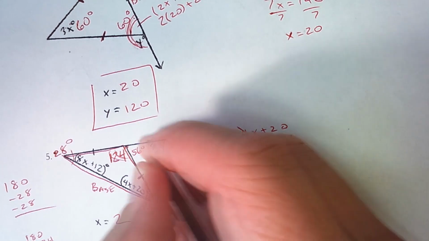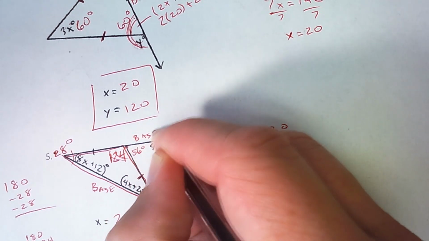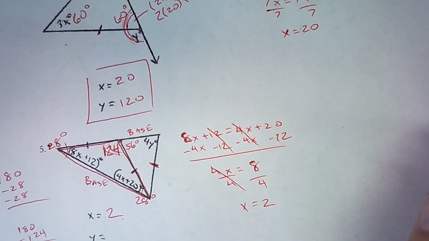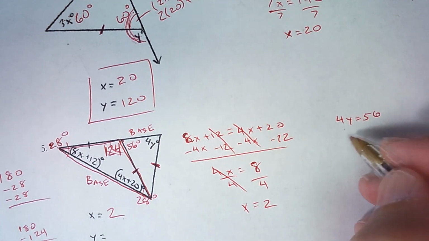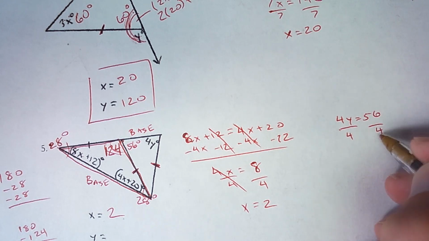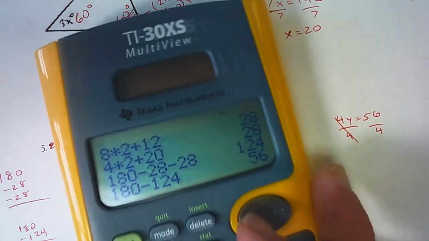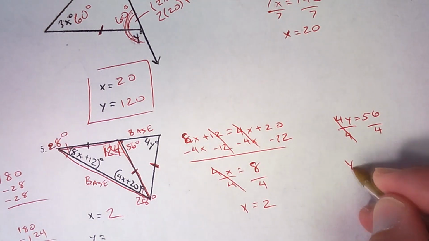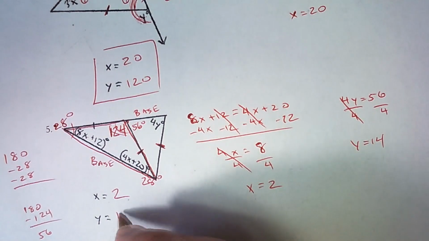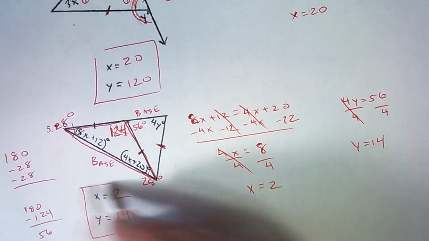Now I have another isosceles triangle, and this is the base. And those base angles are congruent. 4y is equal to 56. And I can divide by 4. 56 divided by 4 is 14. So I get y is 14.